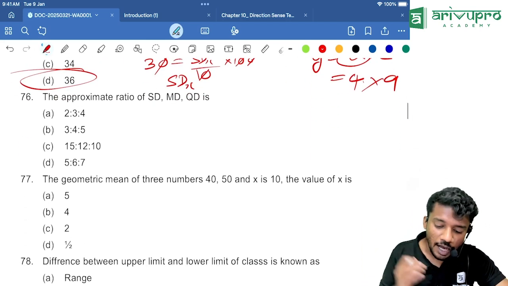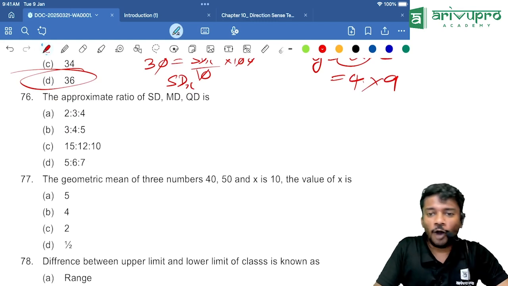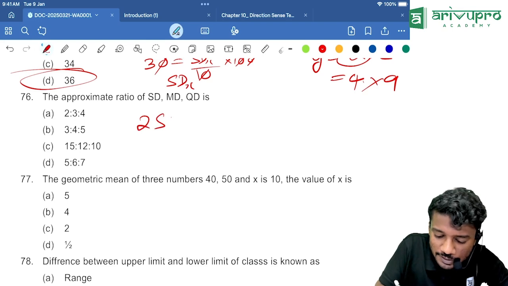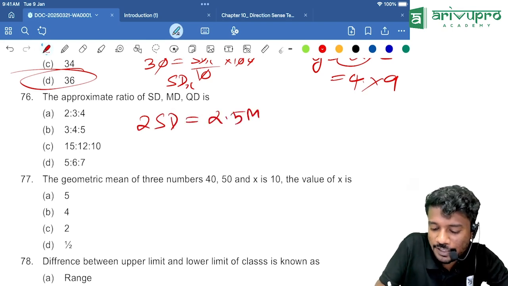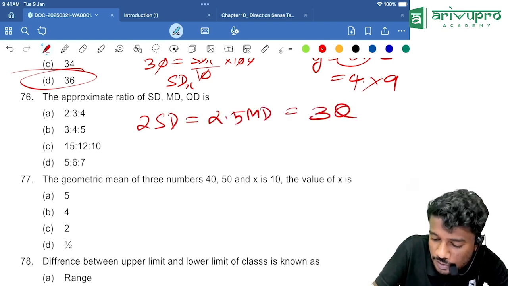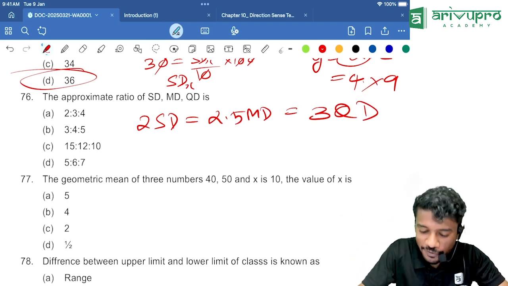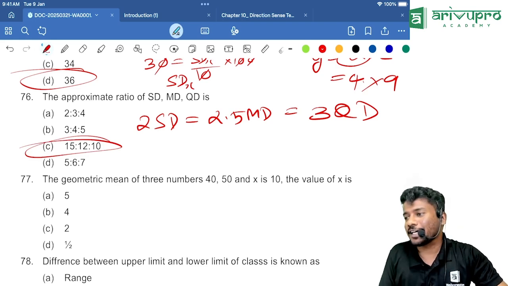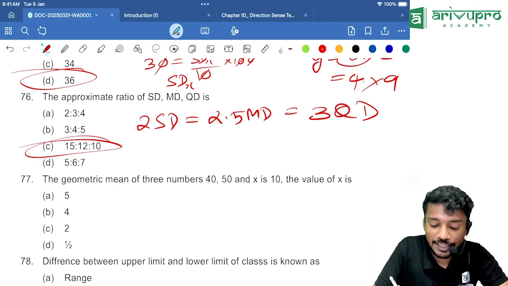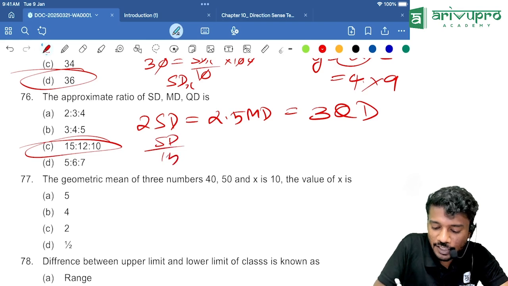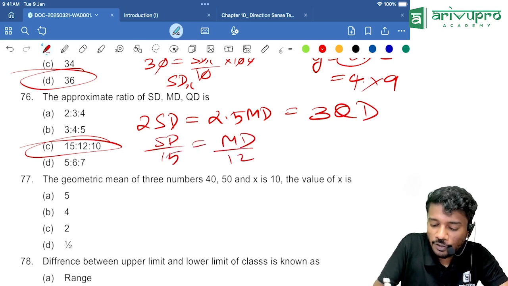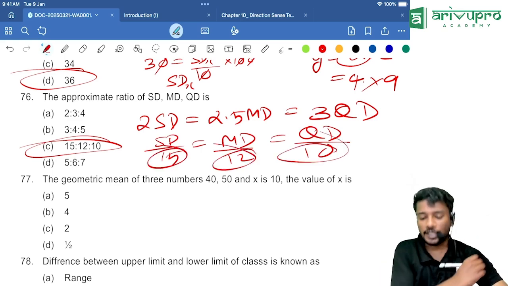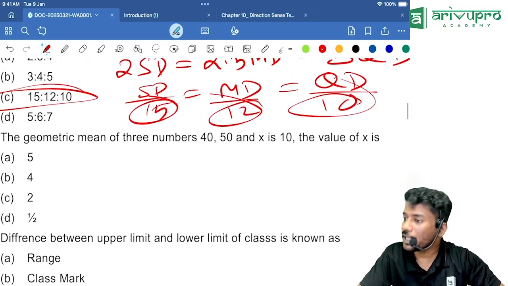Next question. Approximate. Tell me the answer now. How many QTs are there, people? 3 QTs are there. So 2 SD is equal to 2.5 MD is equal to 3 QD. Now from this, we already did the question. Answer is 15 is to 12 is to 10. We will divide everything by 30. That will become SD by 15, which is equal to MD by 12, which is equal to QD by 10. So SD is 15, MD is 12, and QD is 10. Got the point?